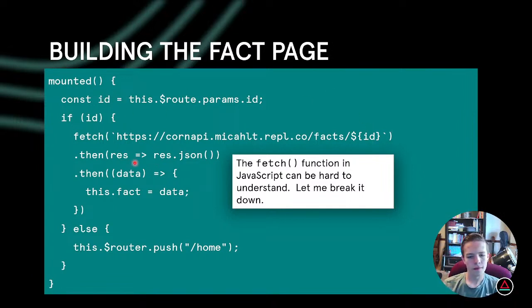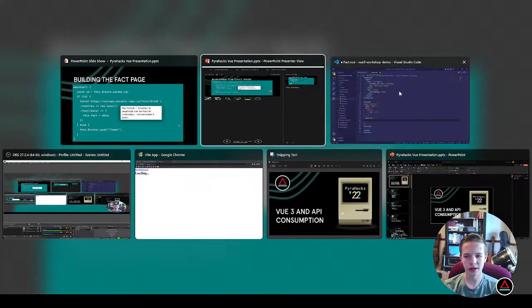And then, whenever we have that request finished, we want to convert that result to JSON, which is an object, so we can actually read that data. And then we set the fact to the data that we already got. So it's really not that complicated. If we don't have an ID, then we're going to just redirect to the home page, just for the sake of making things not complicated. All right, so let's go ahead and implement that.